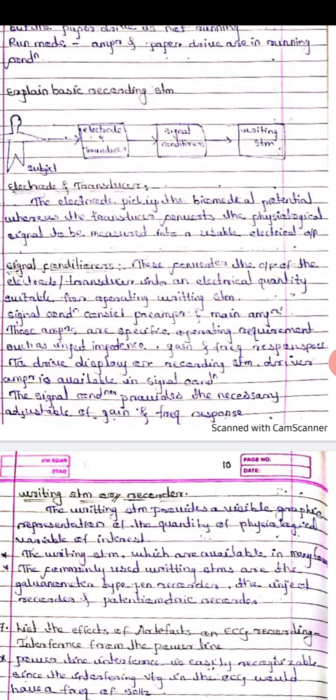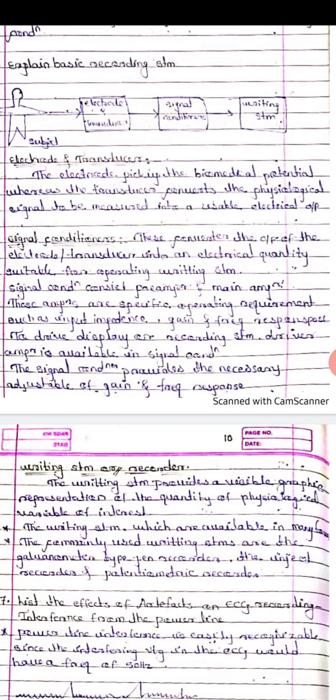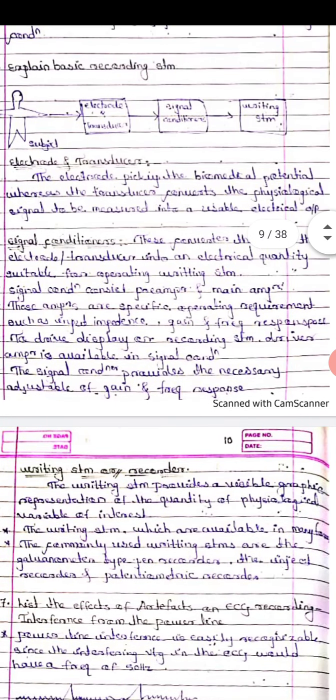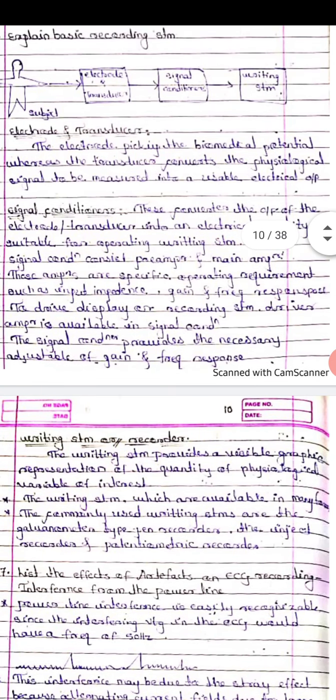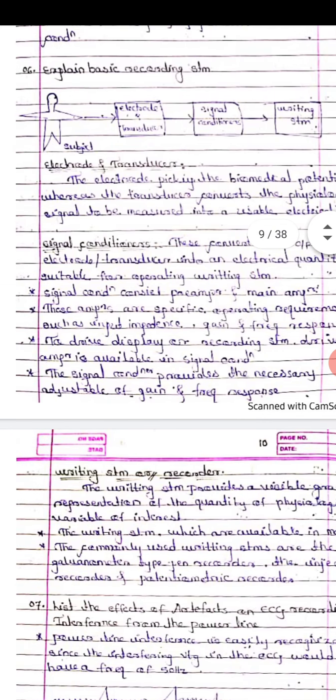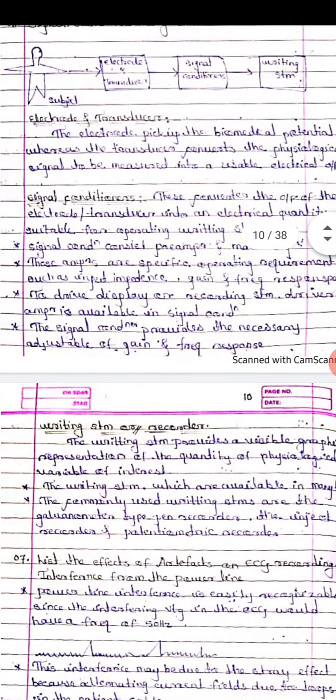Next is the signal conditioner. In that, they use a number of amplifiers to get a suitable output for the writing unit. In this signal conditioner they use preamplifiers and main amplifiers. So it gives the required frequency response, gain, and impedance. It will match the impedance at the output side, and also gives high CMRR. So these characteristics we get in the signal conditioner.